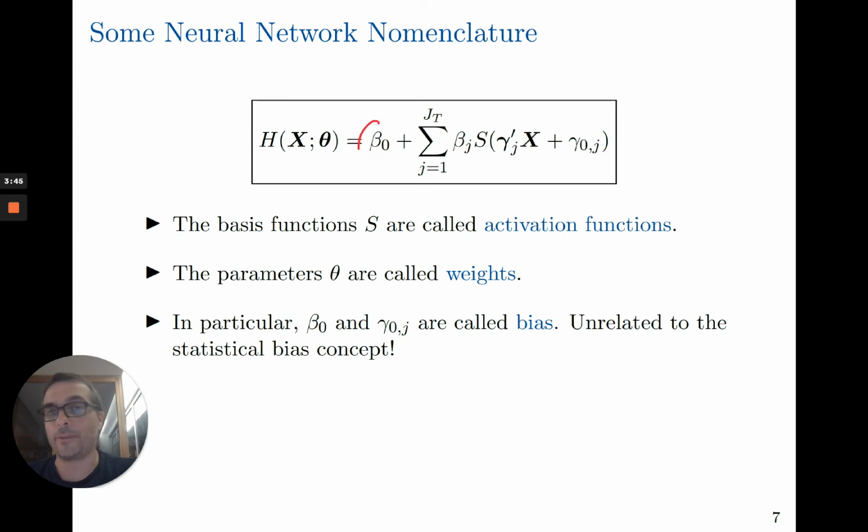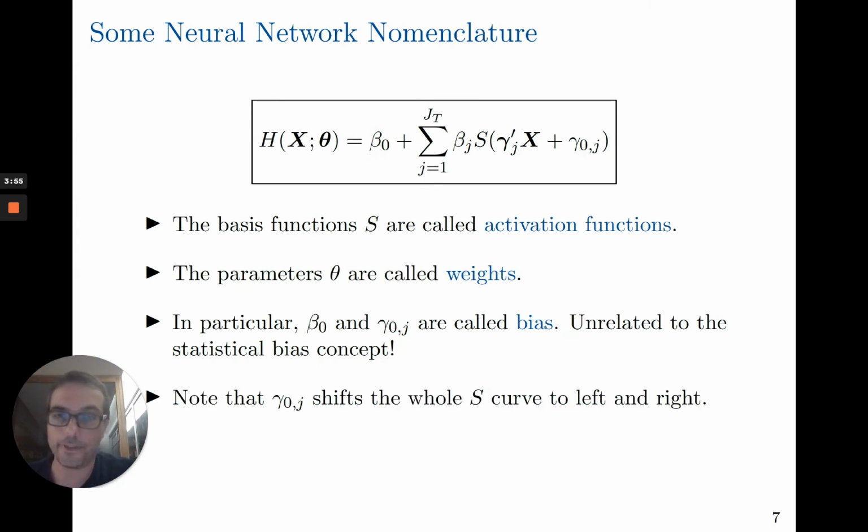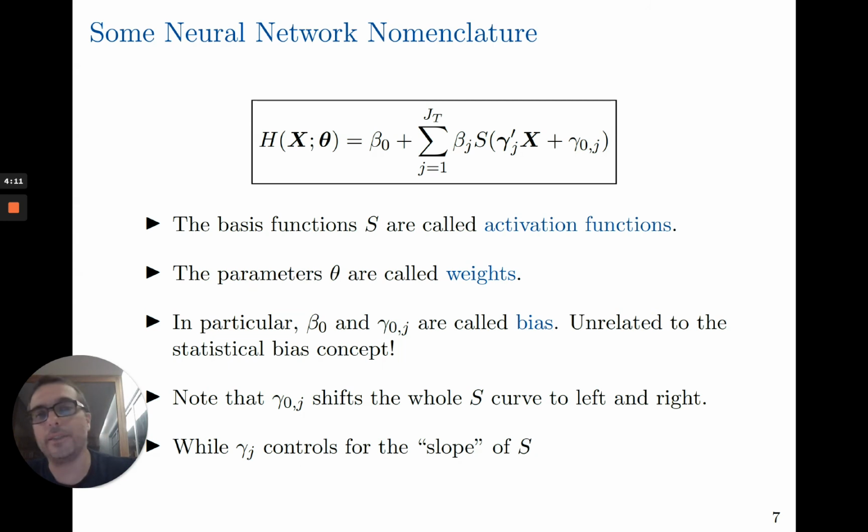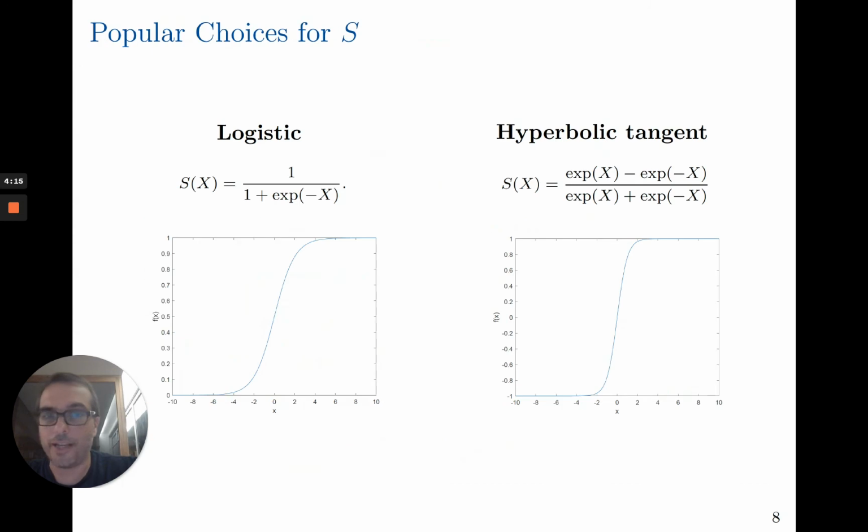which in econometrics is called the intercept, and this is also an intercept of the linear combination. In the neural network jargon, they are called bias. And basically this gamma naught j will shift the S curve to the left or to the right. Okay? And this gamma j will control the slope of the function S.